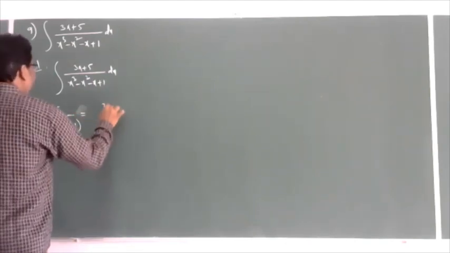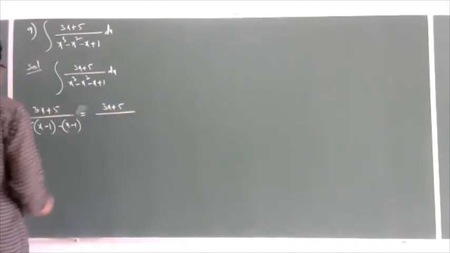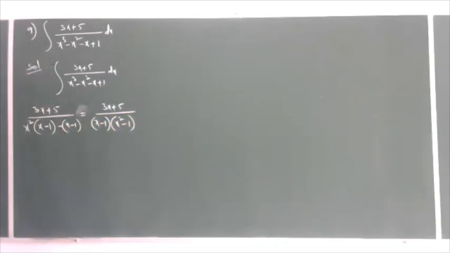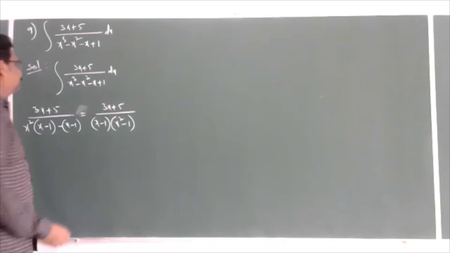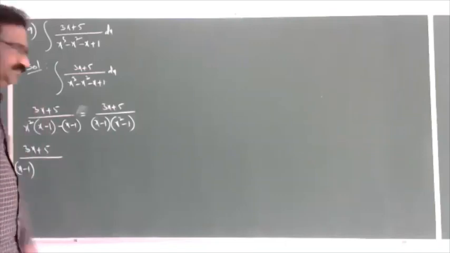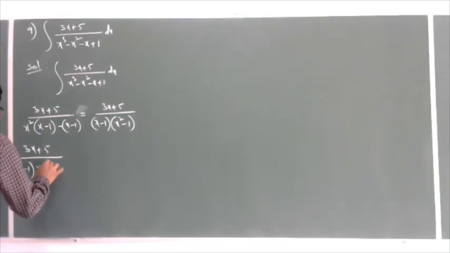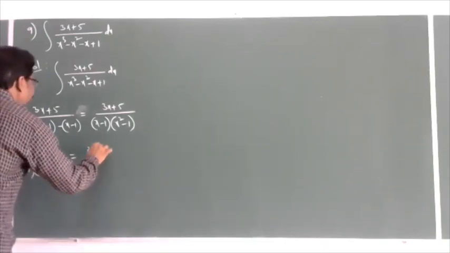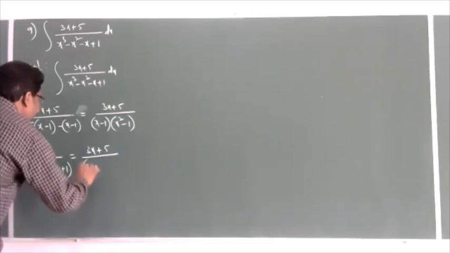So that is equal to (3x plus 5) by, here x minus 1 is common, then you get (x square minus 1) into (x minus 1). Now x square minus 1 is (x minus 1) into (x plus 1). So here we have repeated factors: (3x plus 5) by (x minus 1) whole square into (x plus 1).